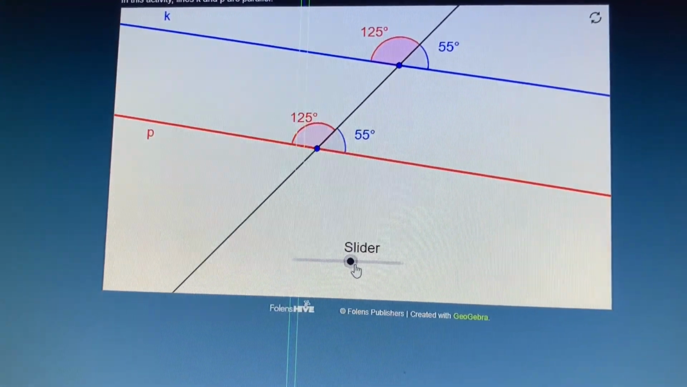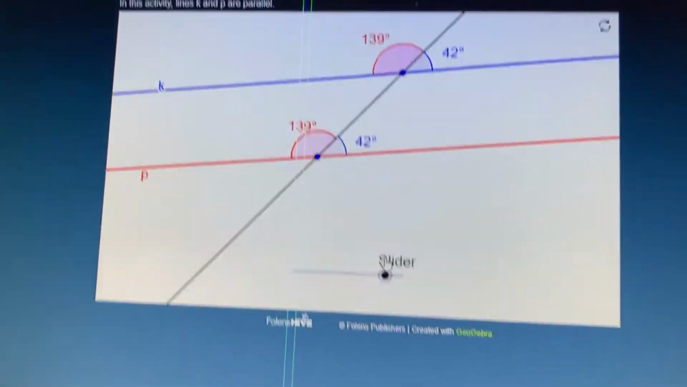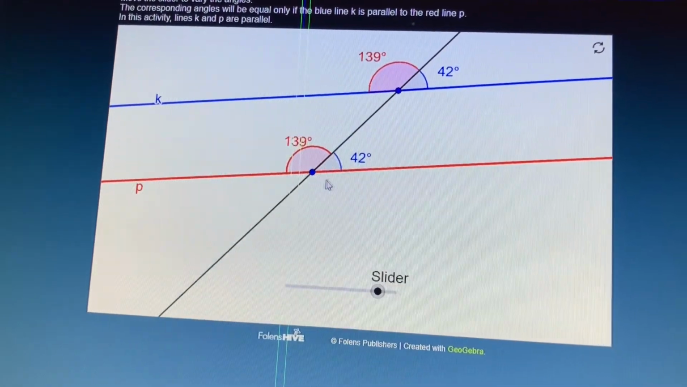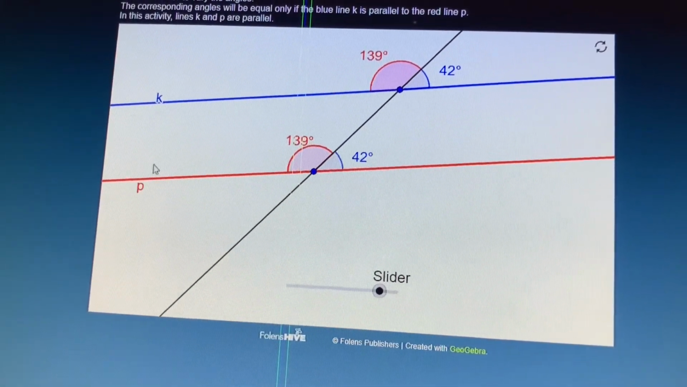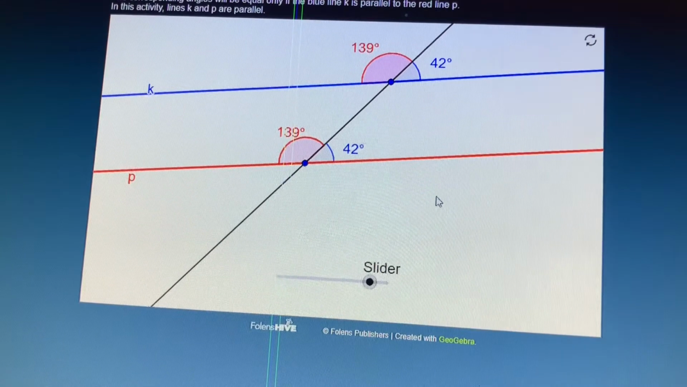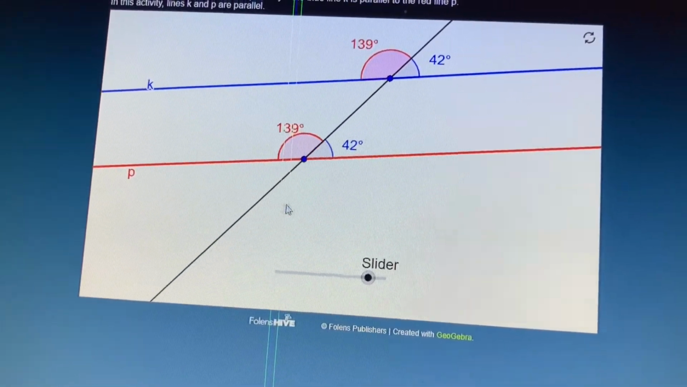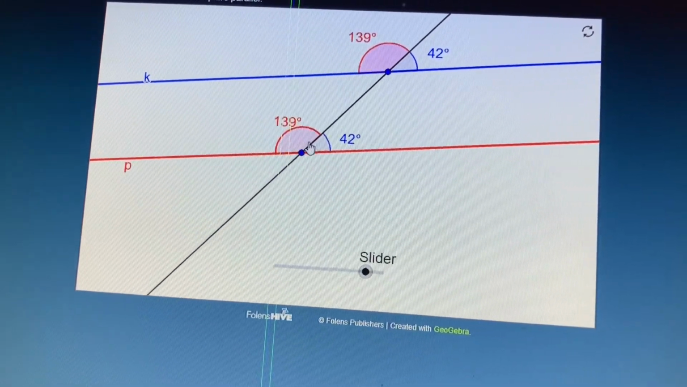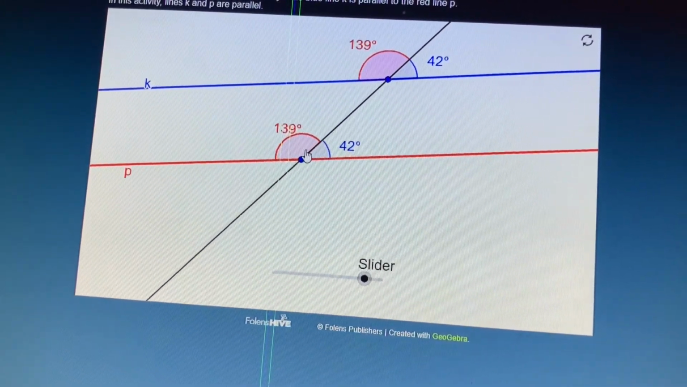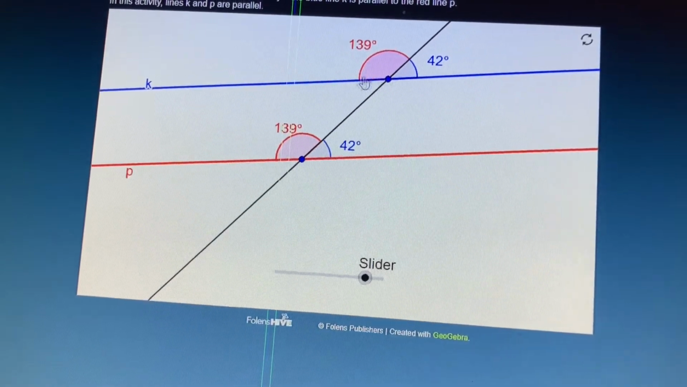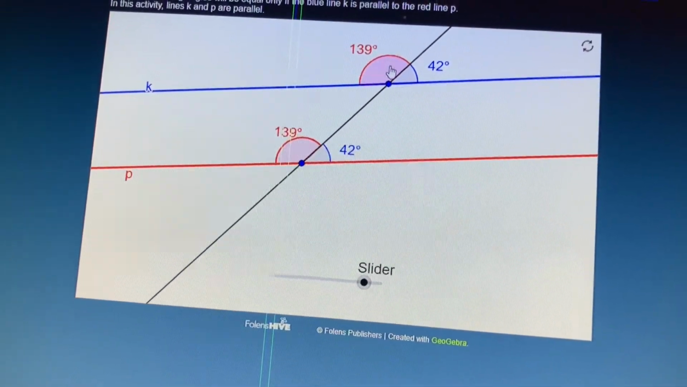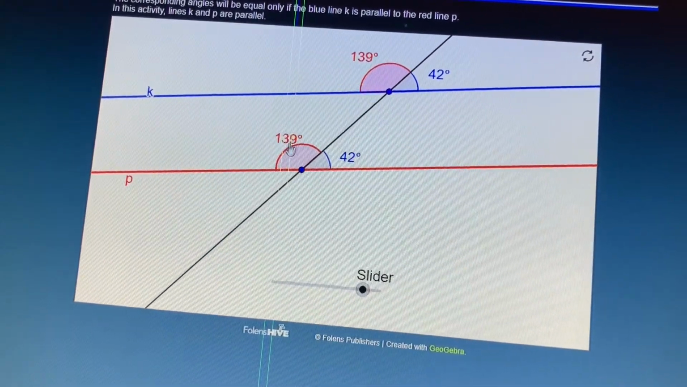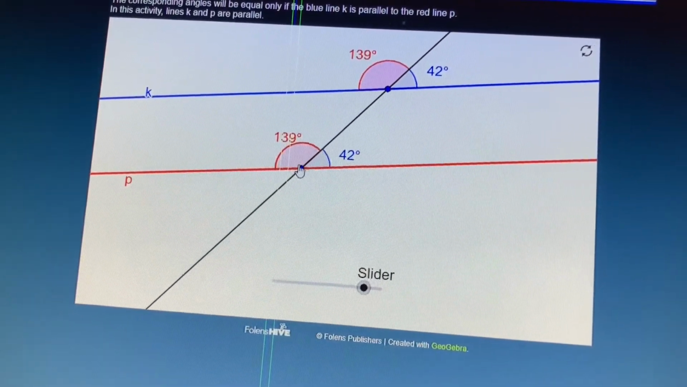And then lastly, this is demonstrating some of our corresponding angles, in particular those to the left of a transversal. We have the same lines K and P again with this transversal. If we look at this lower set of four, to the left and above the transversal, then its corresponding angle in this set of four will also be to the left of the transversal and above the line. Looking at these two, you can see they're both 139 degrees.